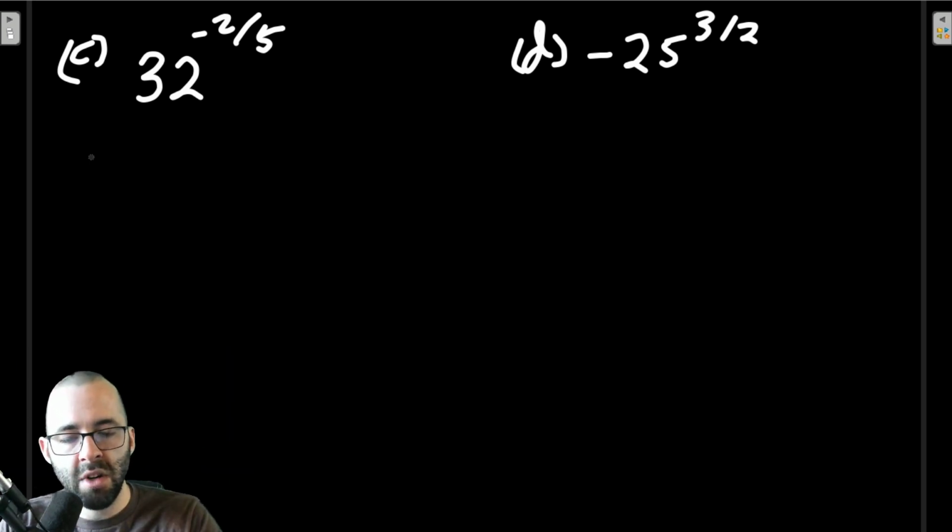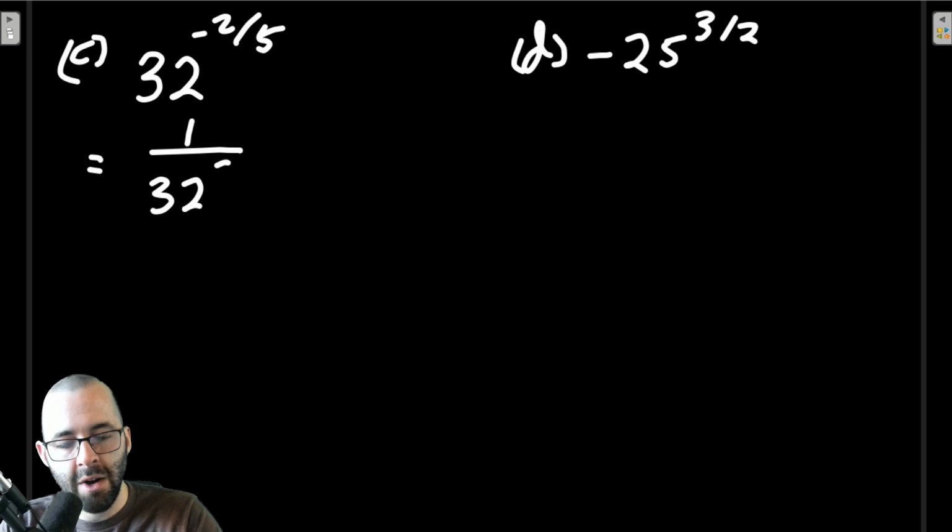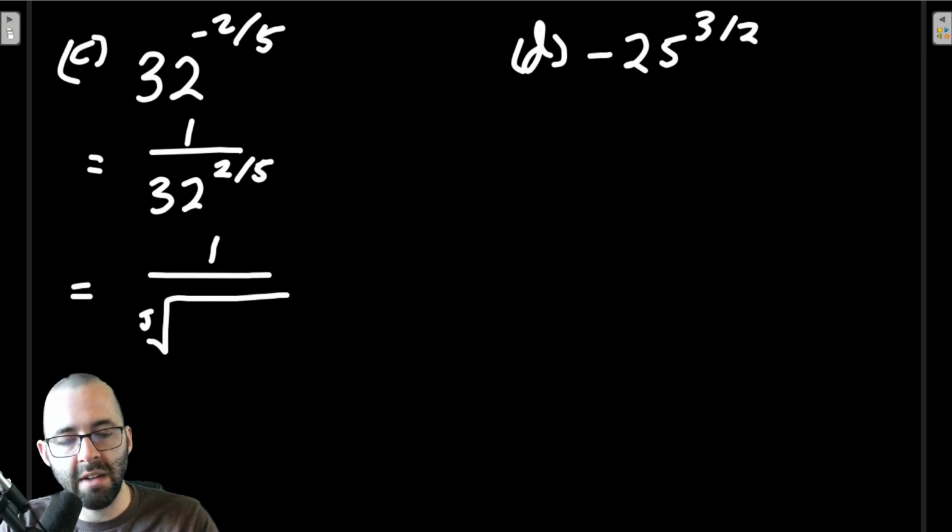The negative exponent on C means we initially start by putting the reciprocal. 32, now it becomes to the positive 2/5. Negative exponent, reciprocal. Now we convert it. The denominator of our exponent becomes our radical index. That's supposed to be a 5. And then the 32 goes here.